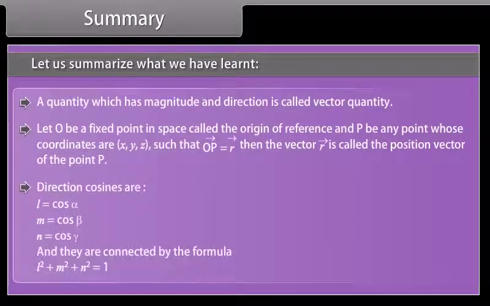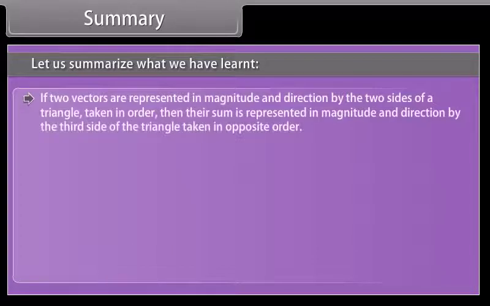Direction cosines are l equals cos alpha, m equals cos beta, n equals cos gamma, and they are connected by the formula l square plus m square plus n square equals 1. If two vectors are represented in magnitude and direction by the two sides of a triangle, taken in order, then their sum is represented in magnitude and direction by the third side of the triangle, taken in opposite order.